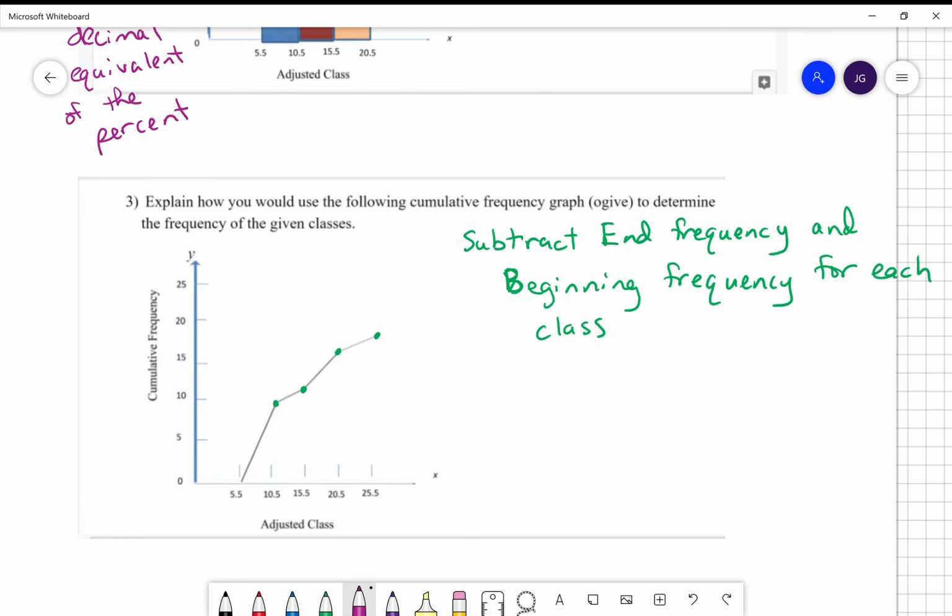So my first class is 10 minus 0. My second class looks like about 12 minus 10. My third class looks like 16 minus 12. And my last class looks like 18 minus 16. That's how I would find the value for each class in a cumulative frequency.